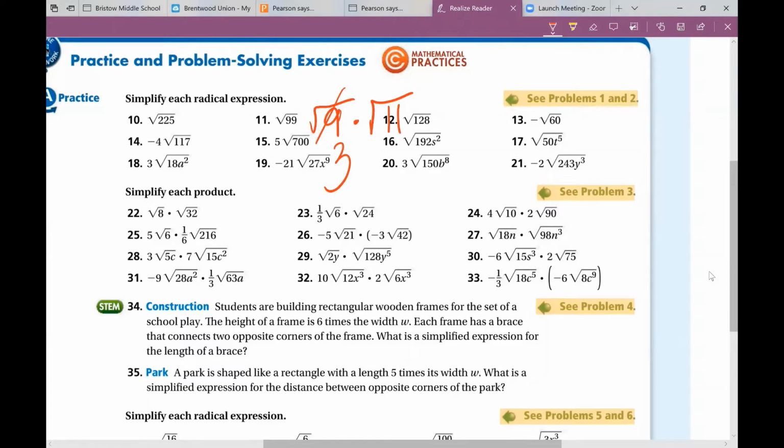I know that 11 is prime, and I cannot break it down anymore. And 11 is also not a perfect square. So we will leave it as square root of 11. So your final answer is just 3 radical 11.